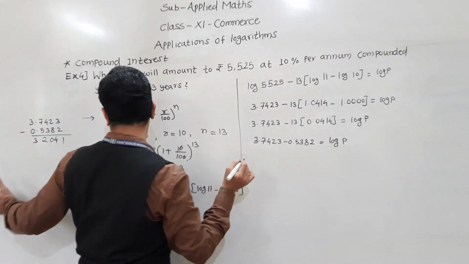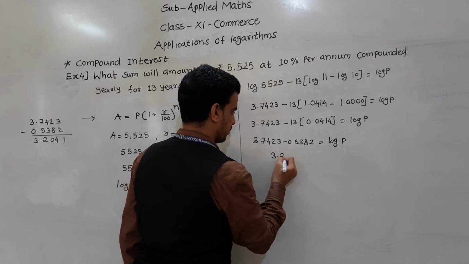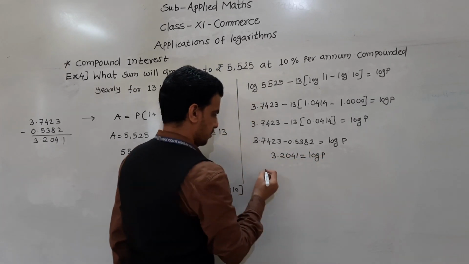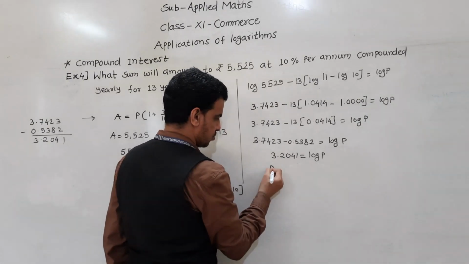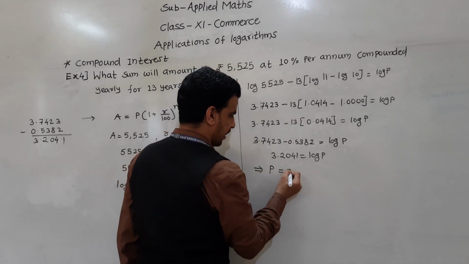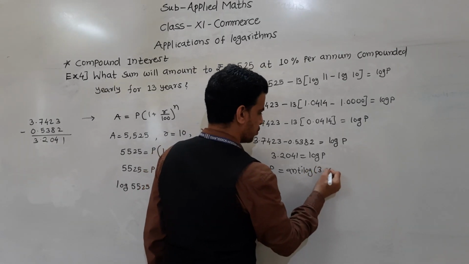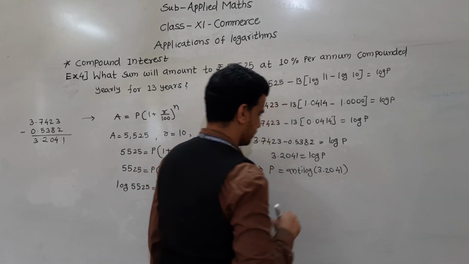So 3.2041 is equal to log P. Now take anti-log on both sides. So P is equal to anti-log of 3.2041. So characteristic is 3.